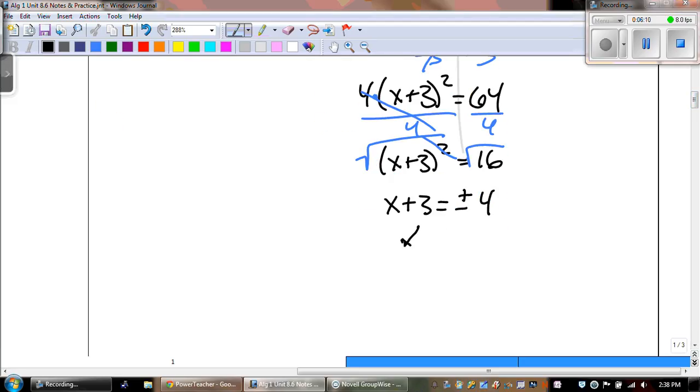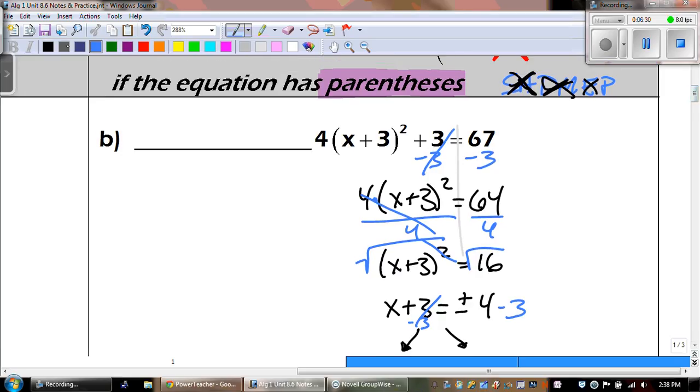And from here, since there are 2 answers, I need to solve this twice, where I have -4, -3, and +4, -3. Mr. Grice, how'd you get -3? Well, to solve for x, I have to subtract that 3 from both sides, okay? So when we do that, we get our 2 answers of x equals -7 and 1.